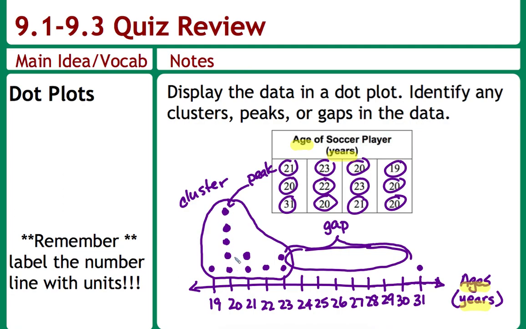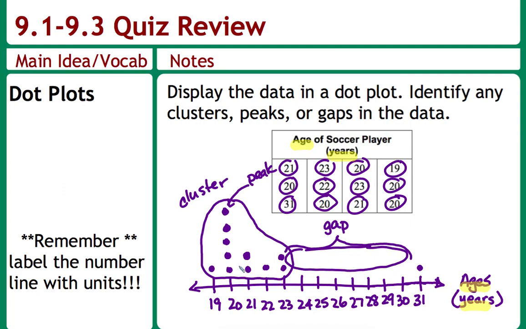All right, now identifying the clusters. We have a cluster where most of the data occurs. On the left here, we have a peak at 20, and we have a gap between 23 and 31. You could use a curly brace to identify the gap, or you can just kind of circle it.